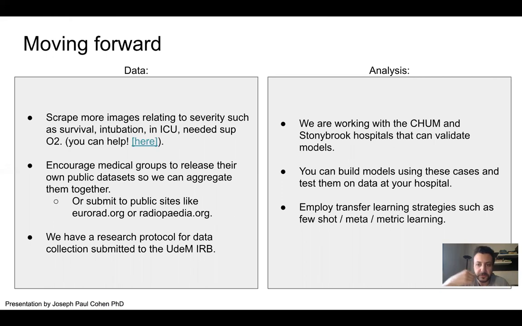So what you can do is build models using the cases we have, and test them on data at your hospital if you want to do that internally, and I'm happy to chat with you about this. A direction algorithmically for this is to employ transfer learning strategies such as few-shot learning, meta-learning, or metric learning, to make the models that we already have for these large public chest X-ray data sets work with the small number of COVID examples that we have.